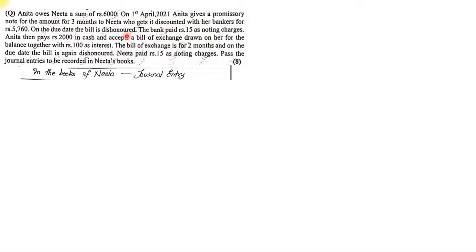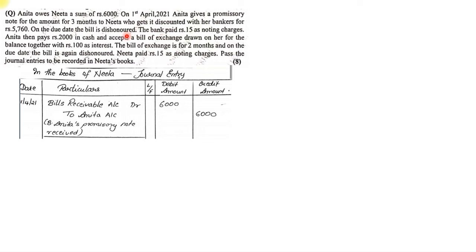So the logic is, in this case, we are Neeta. Anita has given us a promissory note, so that is nothing but bill receivable. Debit what comes in, credit the giver. What is coming in, bill of exchange or promissory note is coming in. That is nothing but bill receivable. And who is the giver? Anita is the giver, and the amount is 6,000. So the very first journal entry, on 1st April 21: bill receivable account debit to Anita, 6,000 will be the amount on both the sides, being Anita's promissory note received. So that's the very first thing.